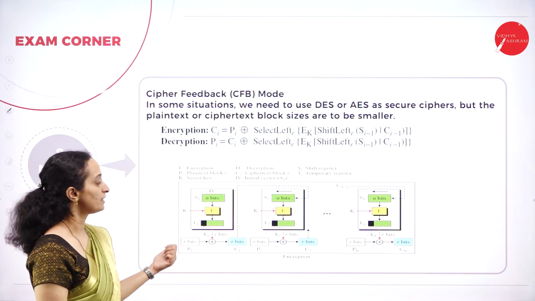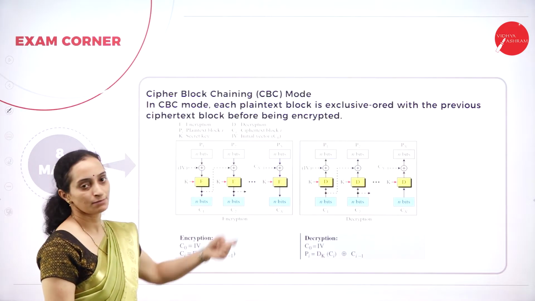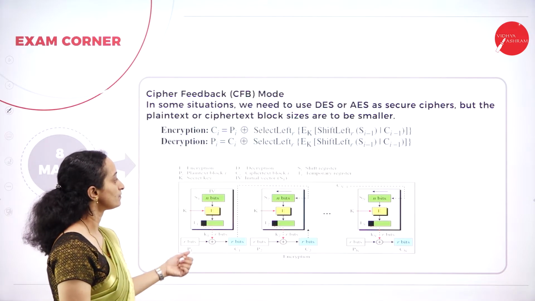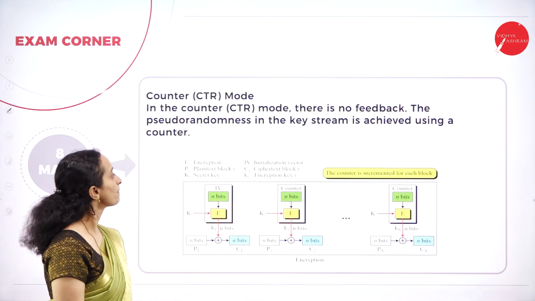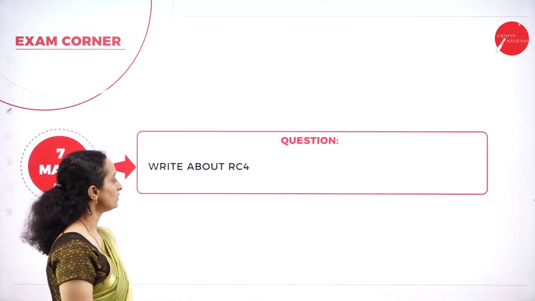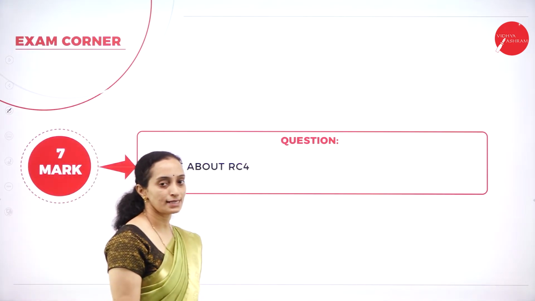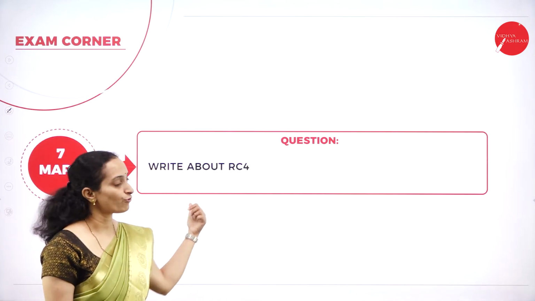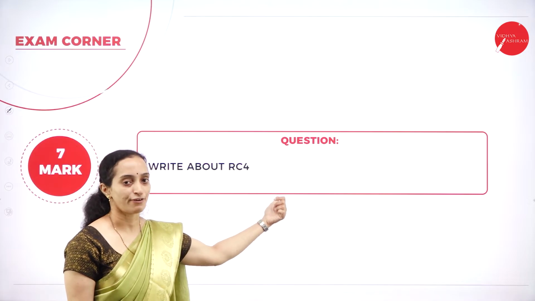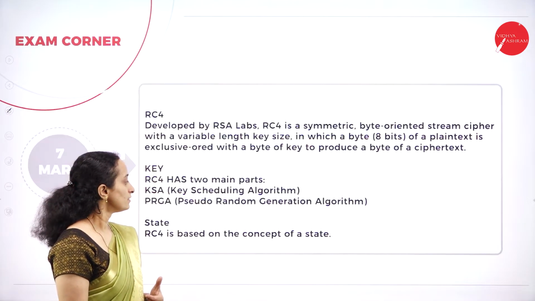Know the difference between different modes. Like this, you can give the explanation. Okay, CTR mode like this. So next thing is to know about RC4. Next question is RC4, or A5/1 can be asked.